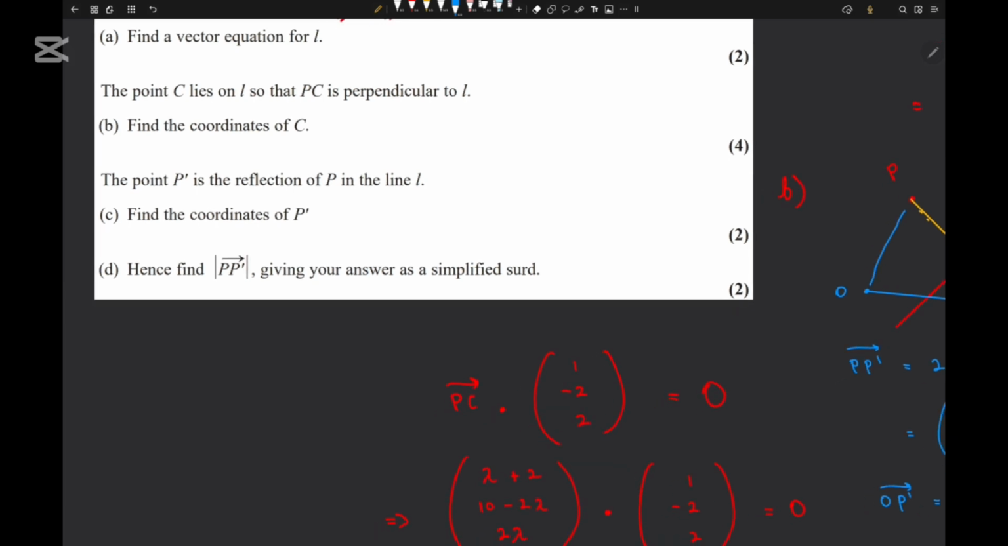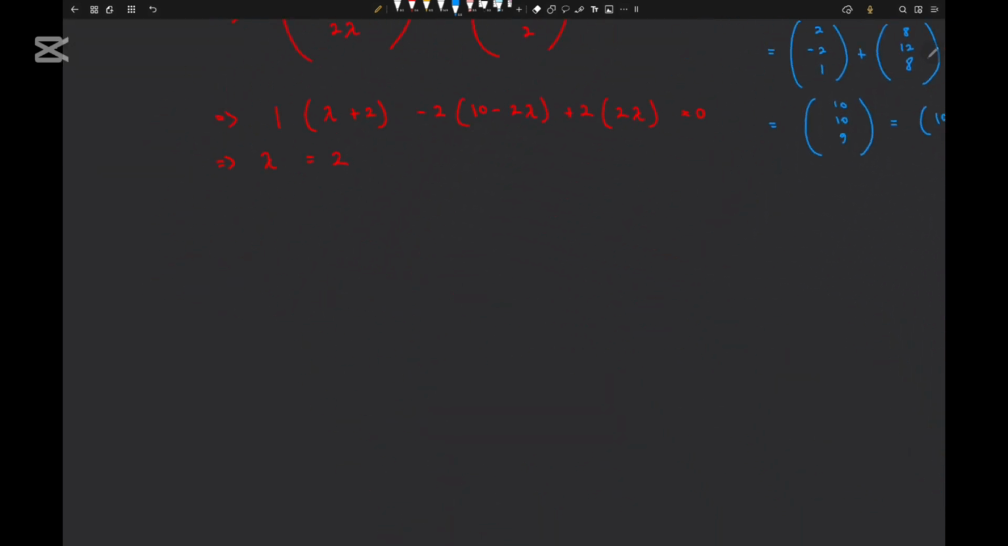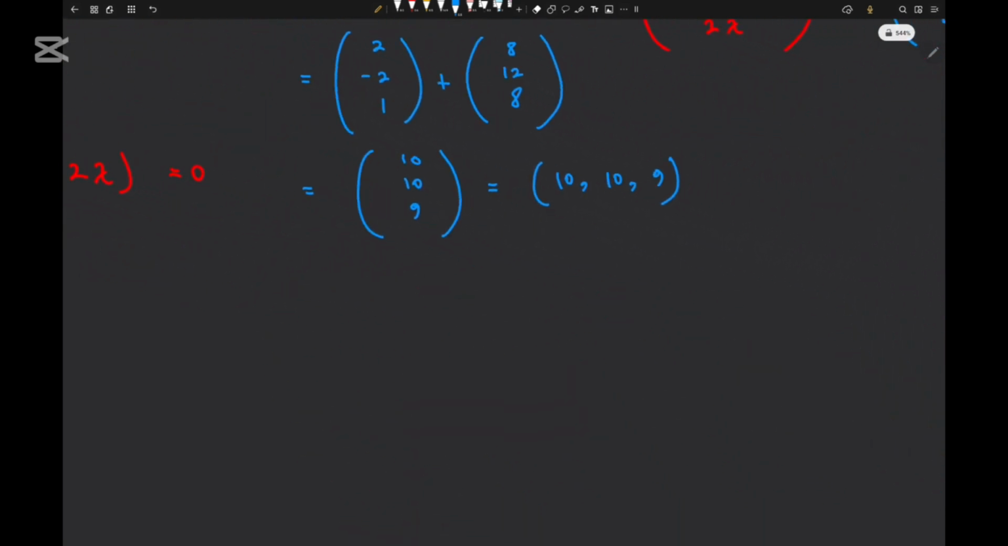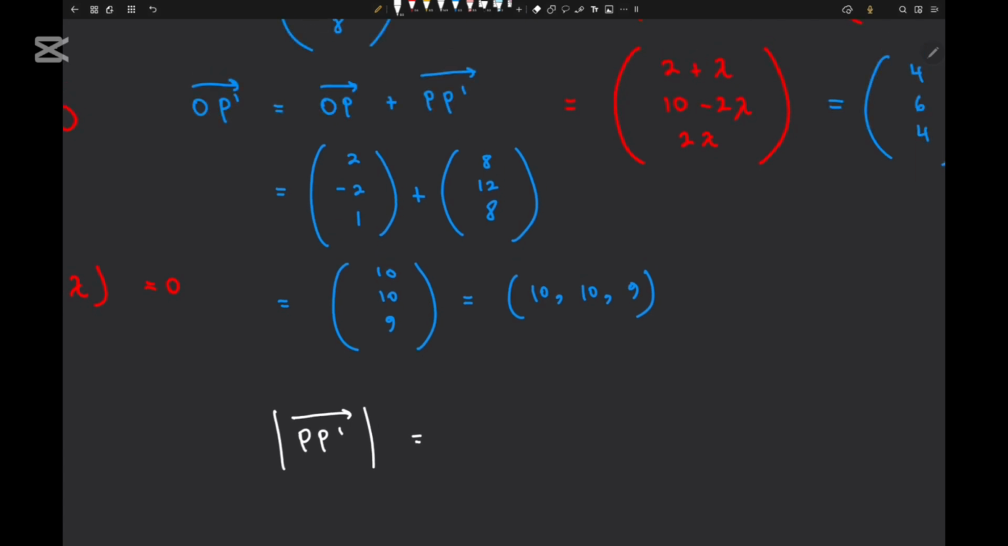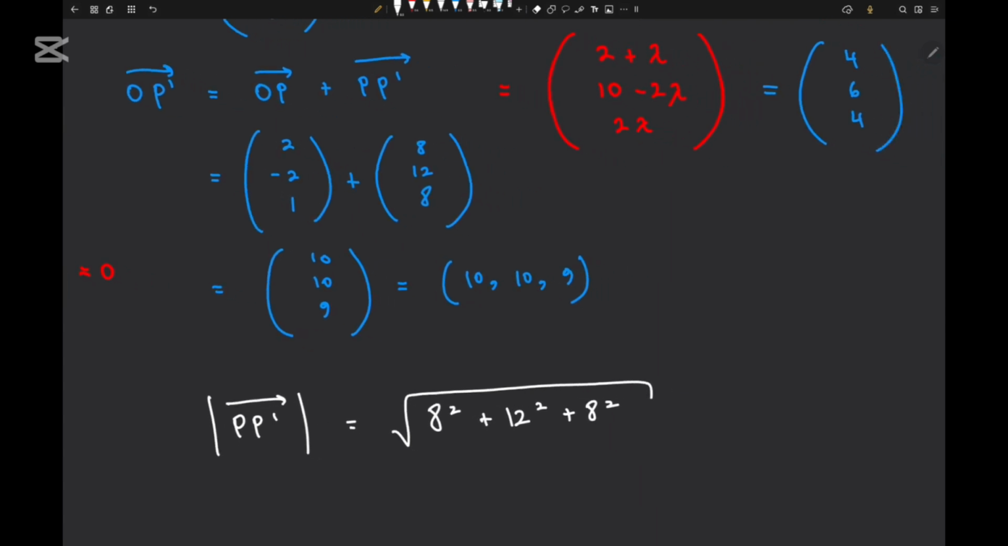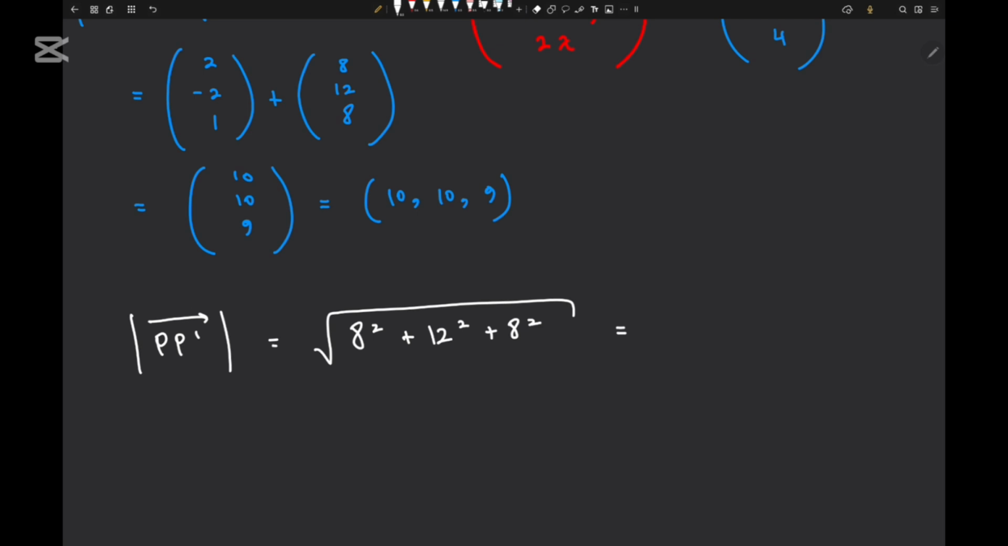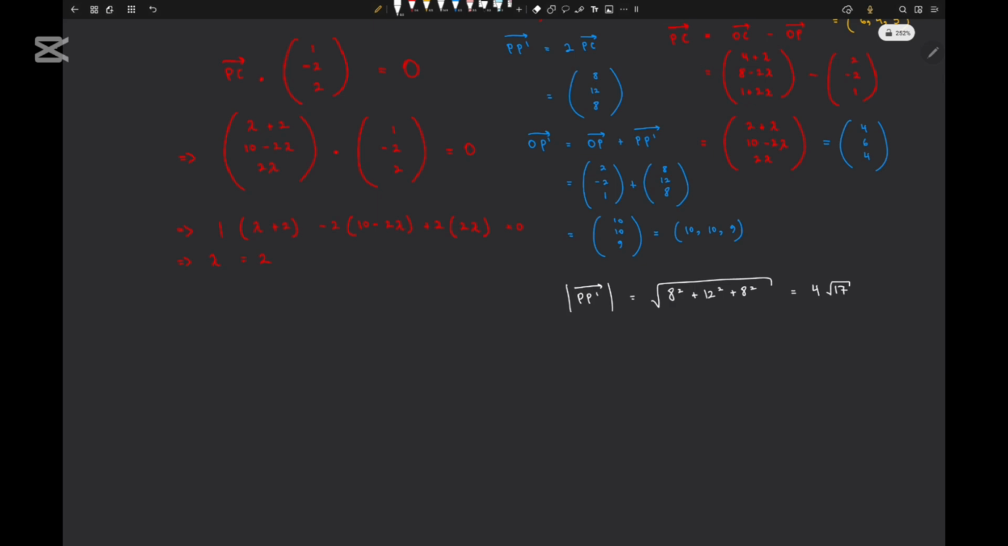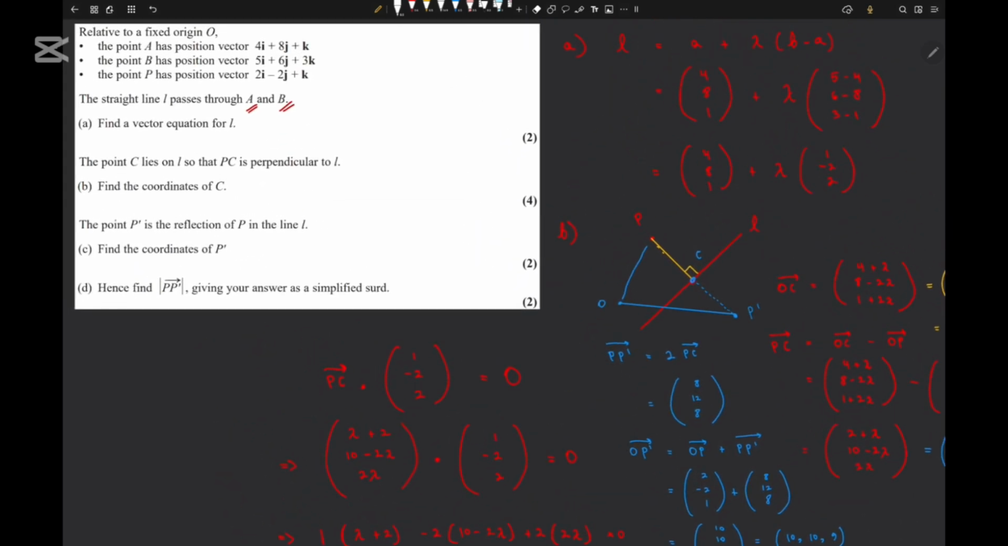Now we just need to find the modulus of the PP prime vector. In order to find the modulus, we can say that the modulus of the PP prime vector is root over 8 squared plus 12 squared plus 8 squared. It's basically this vector. So this will be equal to around 4 root 17. So that is it for the first question.